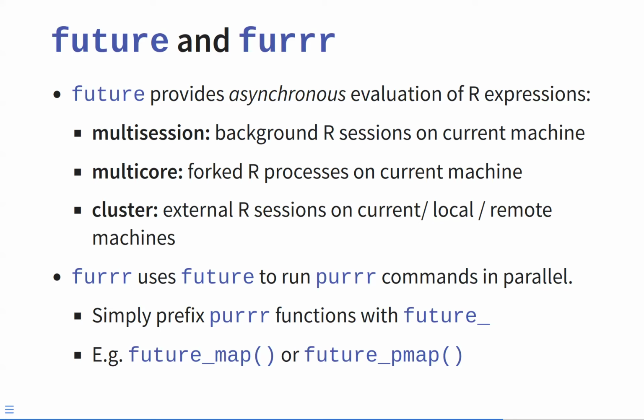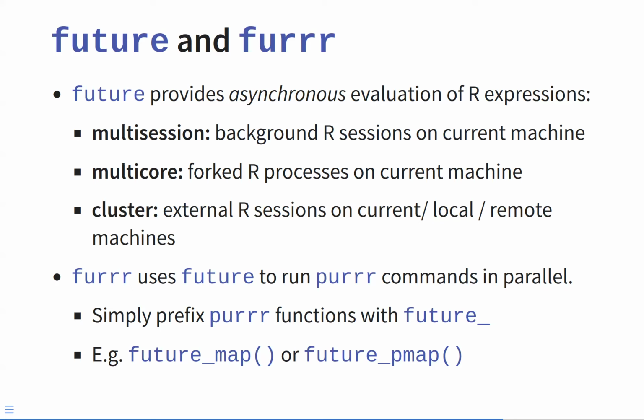There are three different variants of this. First of all, there's multisession, which creates background R sessions on your current machine. Second, there's multicore, which creates what are called forked R processes on the current machine. That only works on Linux and Mac. And then there's cluster, which creates external R sessions on current, local, or remote machines.